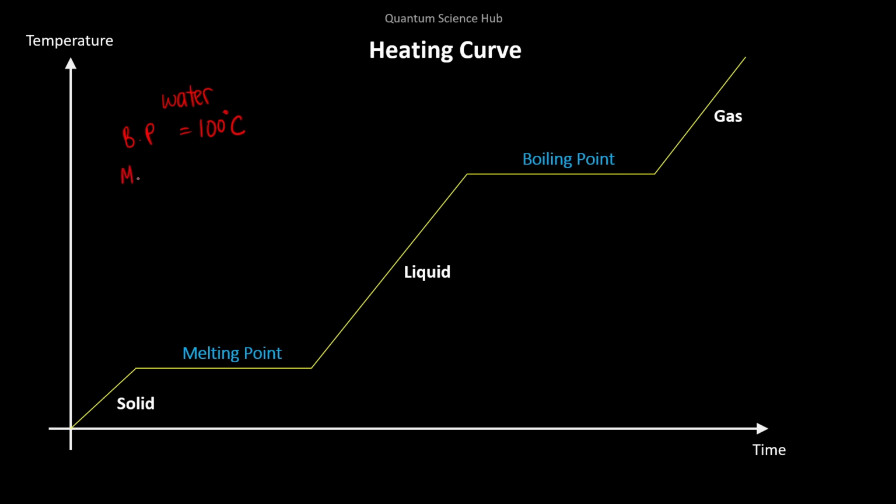And the melting point is 0 degrees Celsius. So at room temperature, which is about 20 degrees Celsius, the state of water is going to be liquid state because the melting point is at this part below, which is 0 degrees Celsius. And the boiling point is at the top, which is 100 degrees Celsius. So 20 degrees Celsius is still in the range of 0 to 100 degrees Celsius.